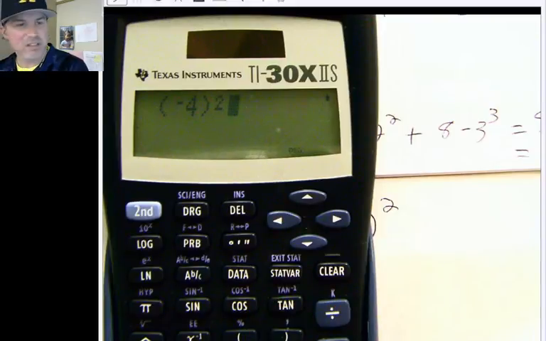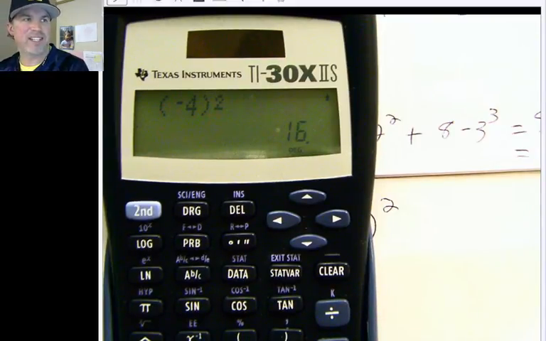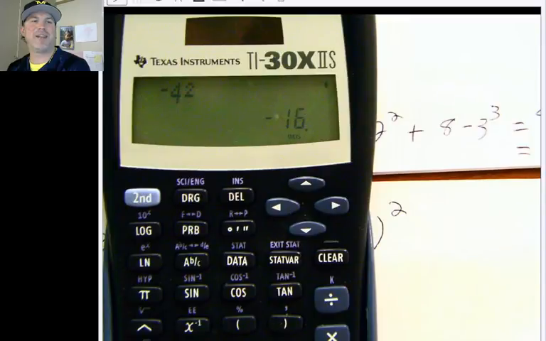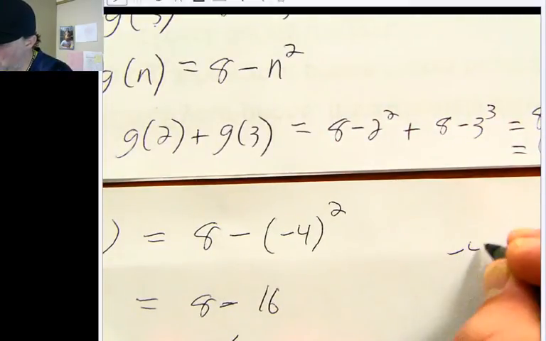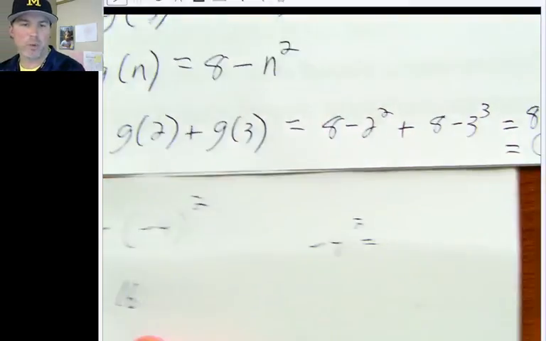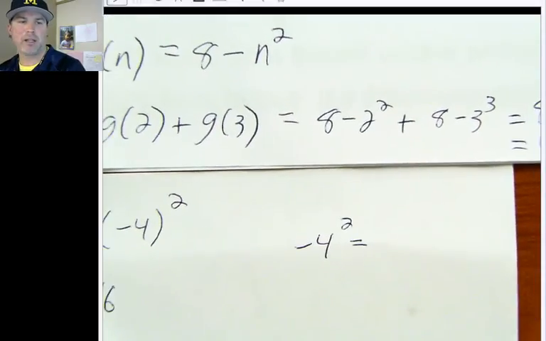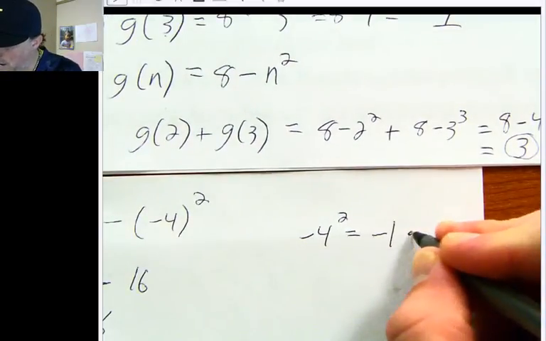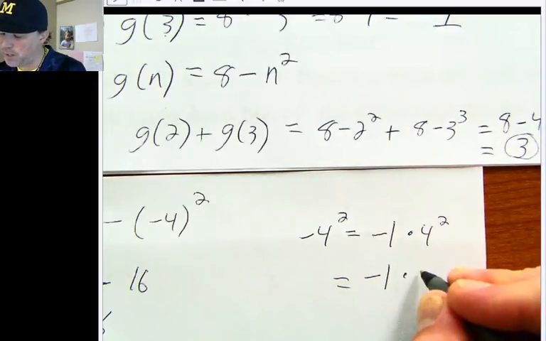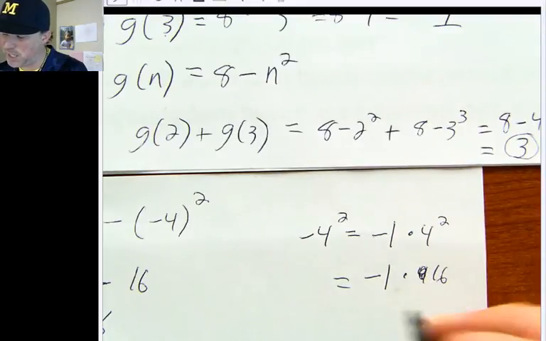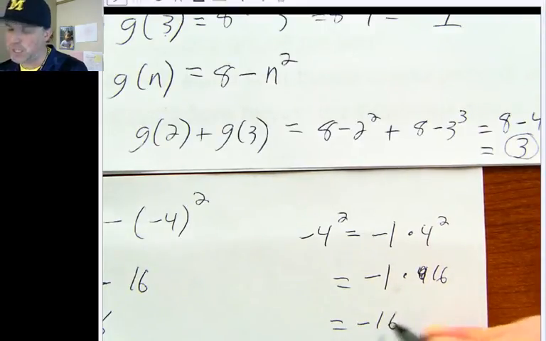Negative 4 squared, and you'll get this positive 16. If you forget the parentheses and you go negative 4 squared like that, the calculator is going to tell you negative 16. Yep, the calculator's telling the truth. Let's just explore that really quickly. If you go negative 4 squared, what you're really saying here is negative 1 times 4 squared. So following your order of operations, it becomes negative 1 times 16, which becomes negative 16.